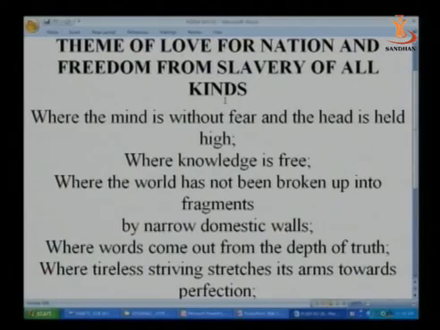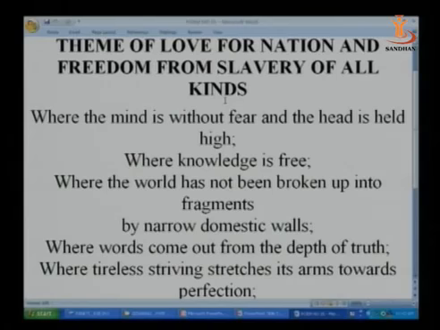It is also about the theme of freedom and love, but freedom and love for your country. This is a prayer to God, and it expresses Tagore's vision of how the nation should be instead of what it is. Let me once read the entire poem. Yes, let's look at the slide.